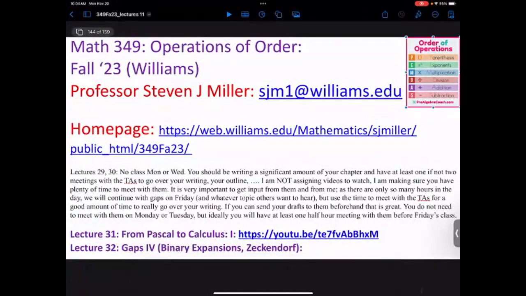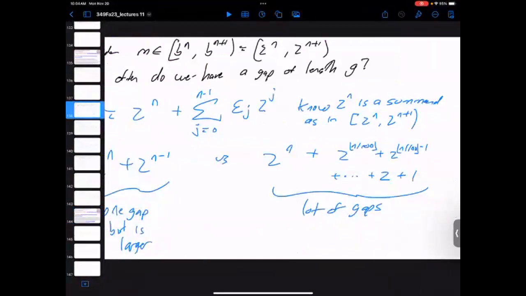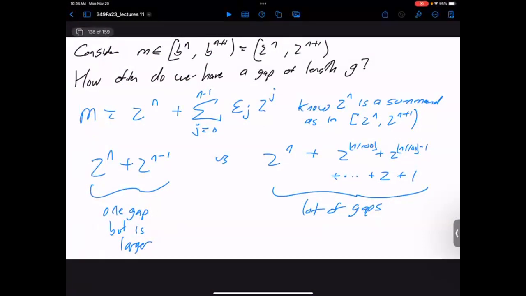All right, so one of the nice things about having things saved on slides is it makes it very easy to say, let's go back to what we did a few classes ago. Just reset us to where we were. So we were talking about looking at integers in the interval 2^n to 2^(n+1). We're writing them in binary, so all the digits are either ones or zeros. So 1 means we have it, a 0 means we don't.